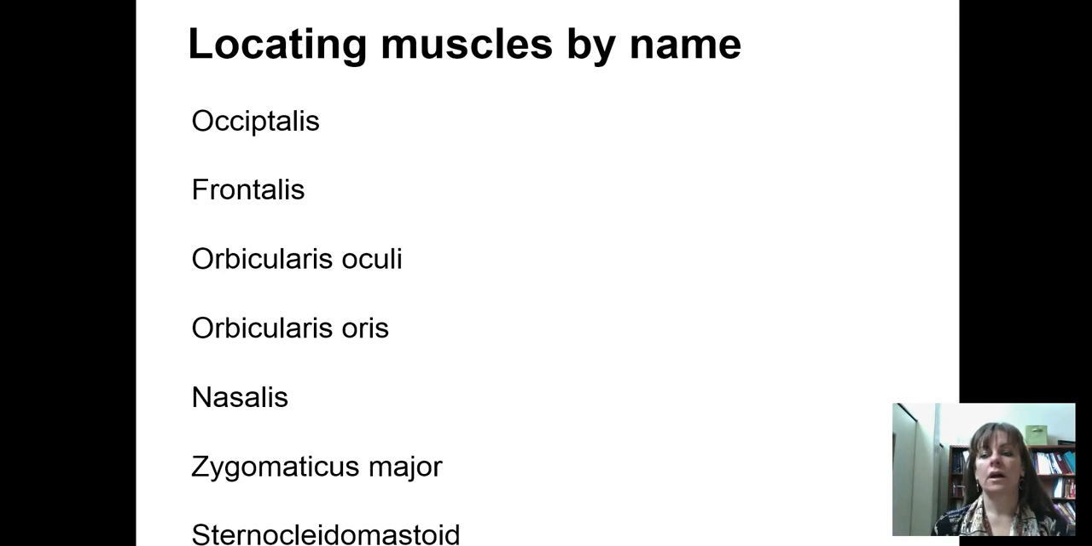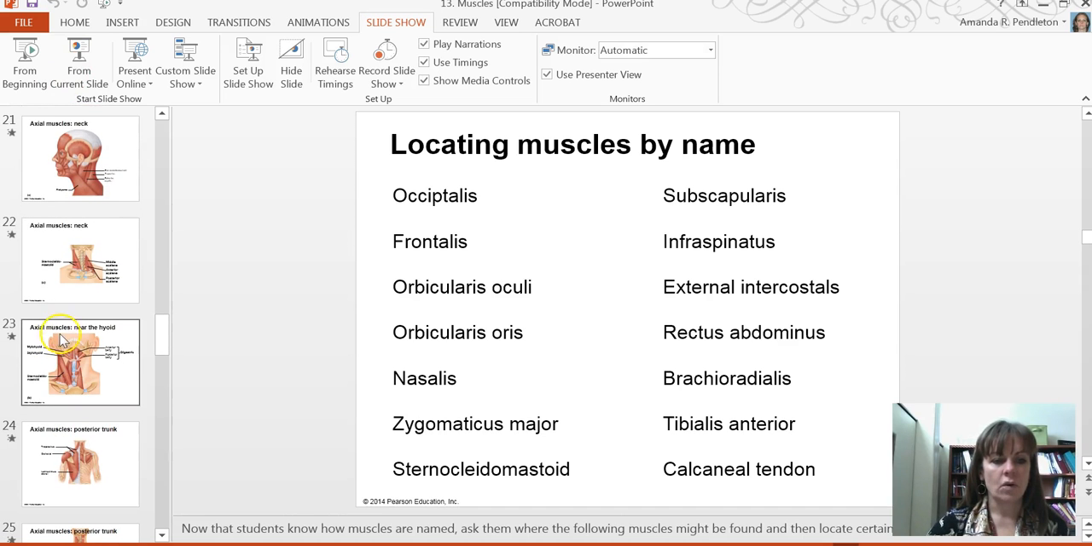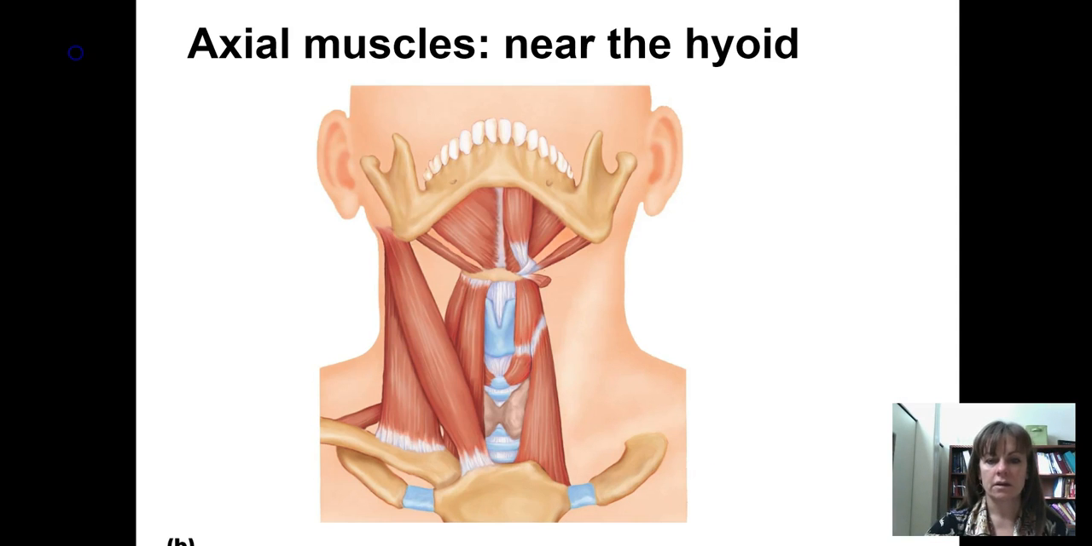This one, sternocleidomastoid. Well, sterno means sternum, cleido means clavicle, and mastoid, you probably think of that mastoid process. And so what you're going to be looking for is a muscle, and here we see it right here, that, hey, here's one that's attached to the sternum, the clavicle, and the mastoid process back there. So this right here is sternocleidomastoid.